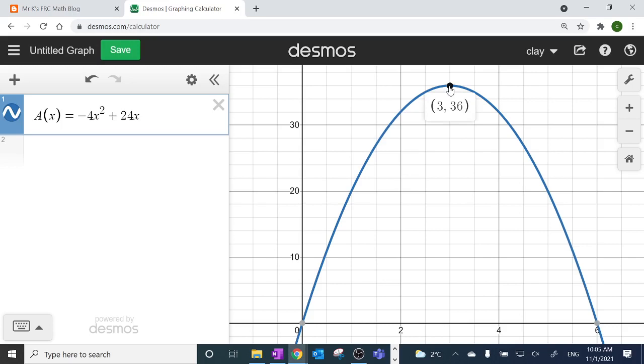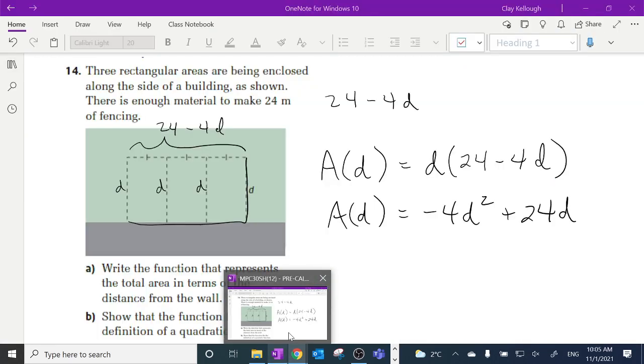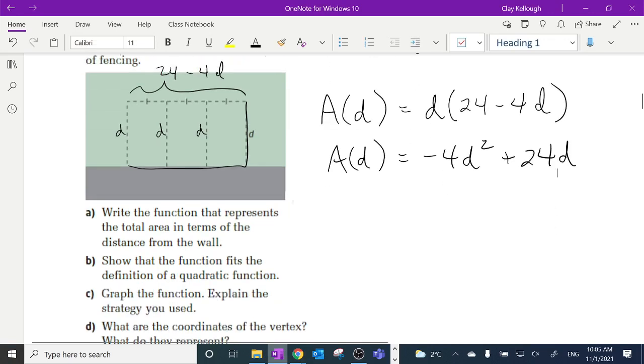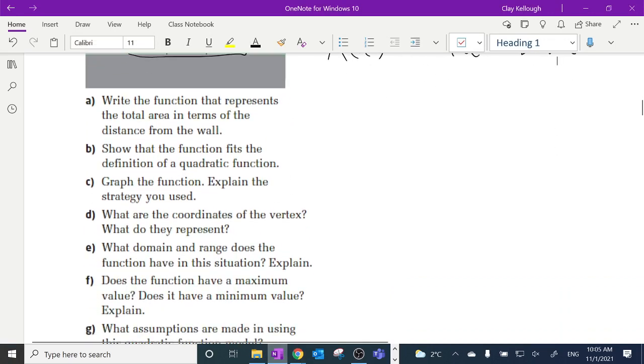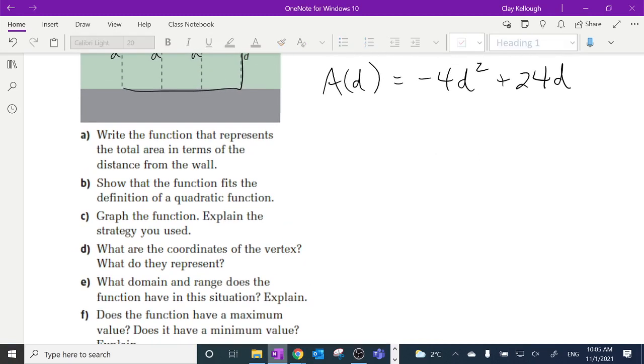But there we have it. What was this number again? 3, 36. So let's go back to the question. So okay, so we did our sketch. We did A and B, we did C. What are the coordinates of the vertex? Well, so this is question D. They are 3 and 36.